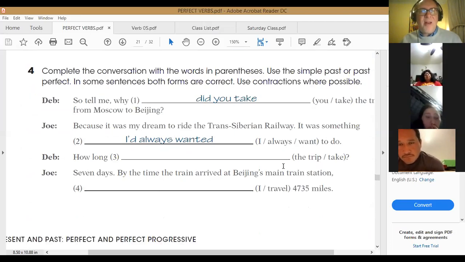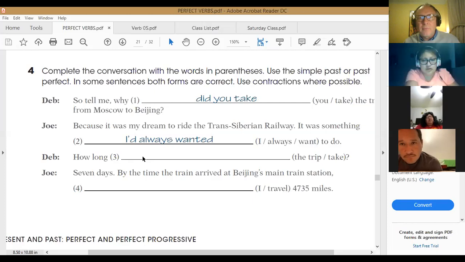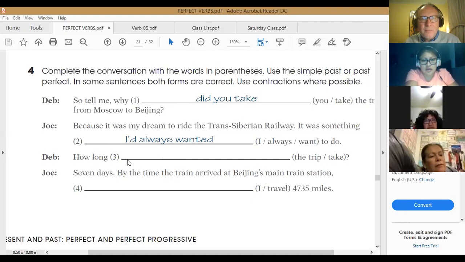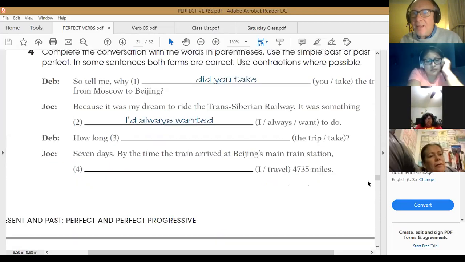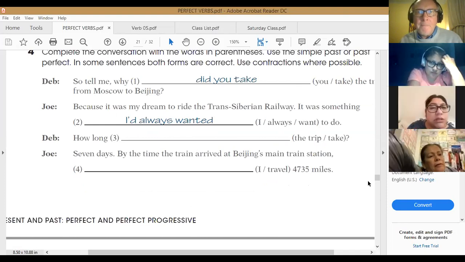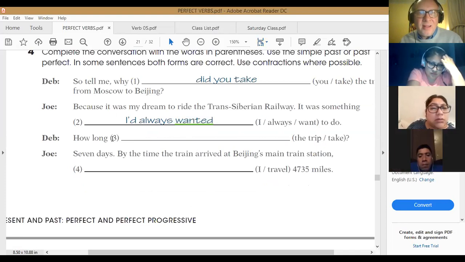All right, now the next one. Should I say how long did or how long had? How long had the trip? Had you taken the trip? Oh no, it's did. I think this one is going to be did. Let me see if I can write down here. How long did you take? How long did the trip take? Take the trip.